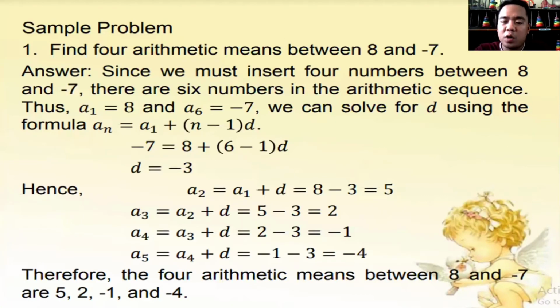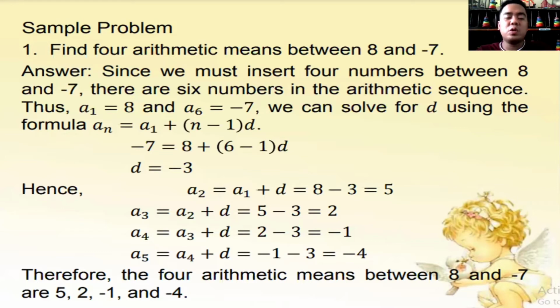So for example, find 4 arithmetic means between 8 and negative 7. So mag-insert ko tag upat kabuk arithmetic mean sa tunga-tunga sa 8 and negative 7. So we are going to see, since we must insert 4 numbers between 8 and negative 7, so there are 6 numbers all in all. Unang nabok number 8, blank, blank, blank, blank, kay upat man kabuok, negative 7. So therefore, our first term, or A sub 1, is equal to 8. And our sixth term is negative 7.